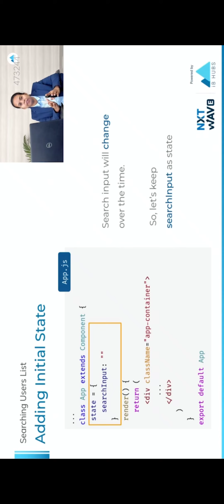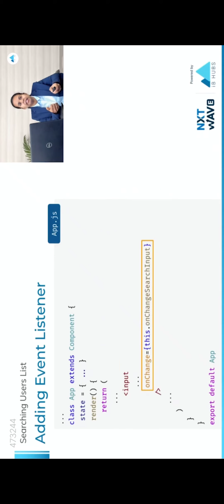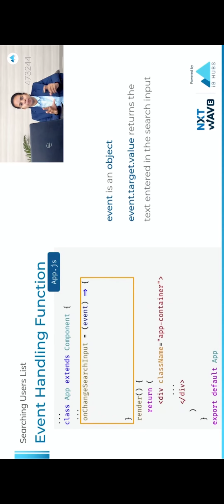Right now we have just mentioned the initial value, and over time, with the change in the search input, the state object has to be appropriately updated. For that, we need an event listener, right? For that input element, we'll add an event listener onChange, onChangeSearchInput. There you can see we added this event handler function. It is an arrow function to which the event object is passed as an argument. The event is an object which will have information about the particular event.